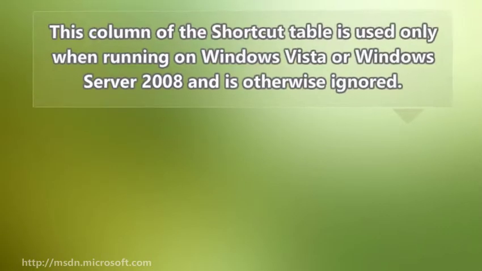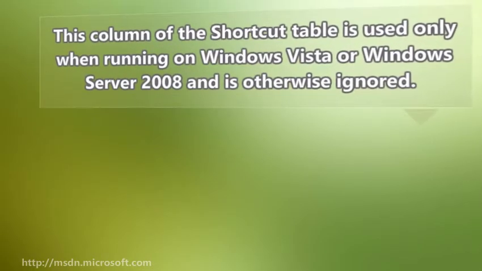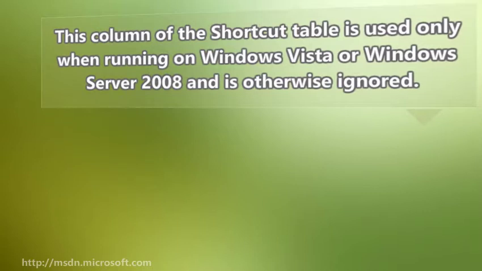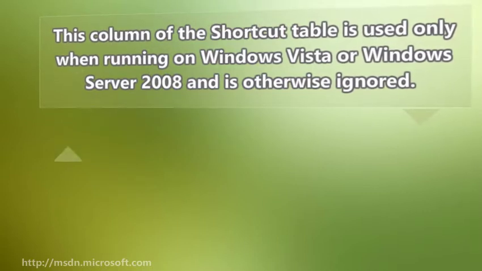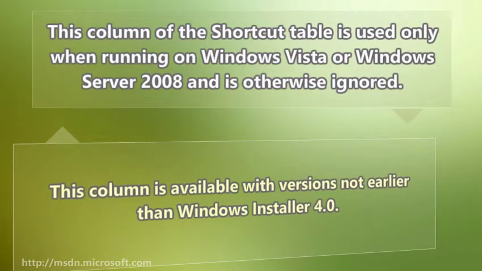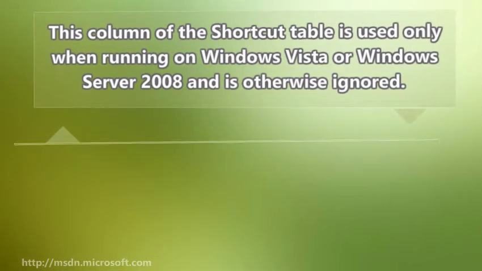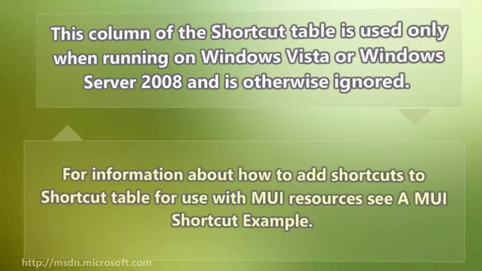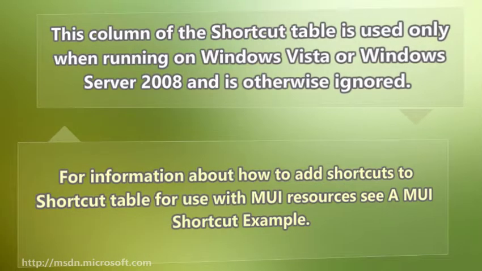This column of the Shortcut table is used only when running on Windows Vista or Windows Server 2008 and is otherwise ignored. This column is available with versions not earlier than Windows Installer 4.0. For information about how to add shortcuts to the Shortcut table for use with MUI resources, see a MUI shortcut example.